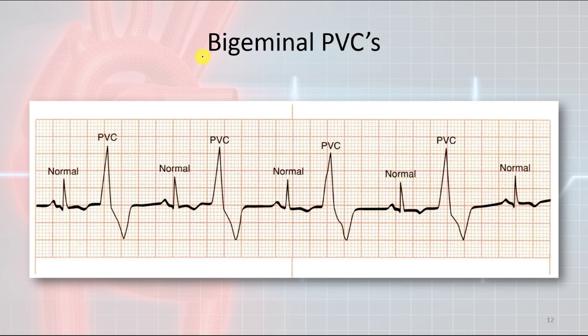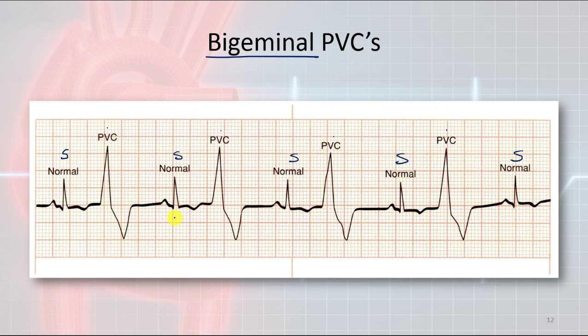Bigeminal PVCs. If they are bigeminal PVCs, that means you have a normal beat, a sinus beat, and then a PVC. Sinus beat, PVC. Sinus beat, PVC. Basically, that means that every other beat is a PVC. That makes them bigeminal PVCs.